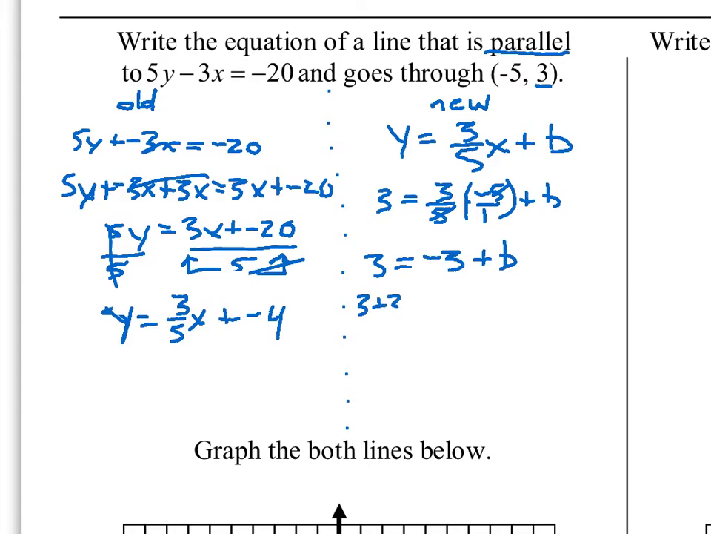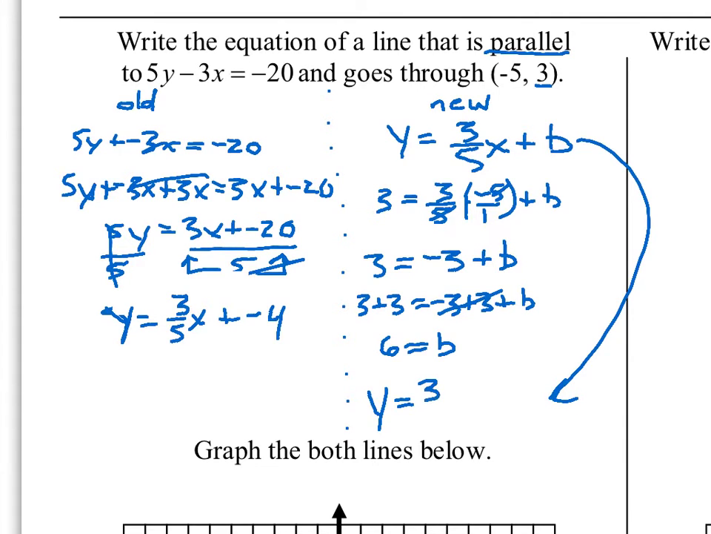Add a positive 3 to both sides. That tells us that 6 is equal to b. We can now write the entirety of our new equation. I'm going to go all the way back from this original and plug in my 6. y is equal to 3/5 x plus 6. So that is our equation of a line that is parallel to 5y minus 3x is equal to negative 20 and goes through the point negative 5, 3.